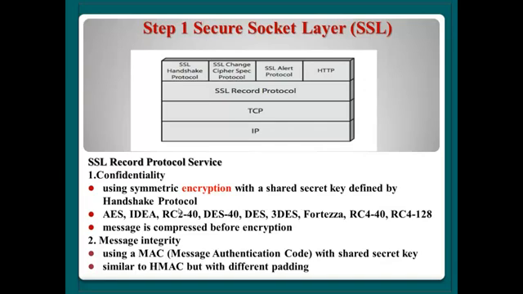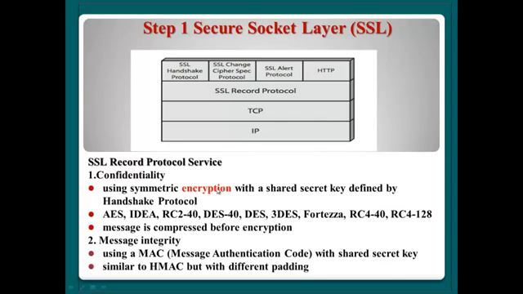Step 1, Secure Socket Layer. We call this SSL, and SSL has 2 layers and 4 protocols: SSL record protocol, handshake protocol, change cipher spec protocol, and alert protocol. The SSL record protocol is located between TCP and the layer 4 application layers. First, let's check the SSL record protocol service. SSL record protocol supports 2 kinds of features, such as confidentiality and message integrity.